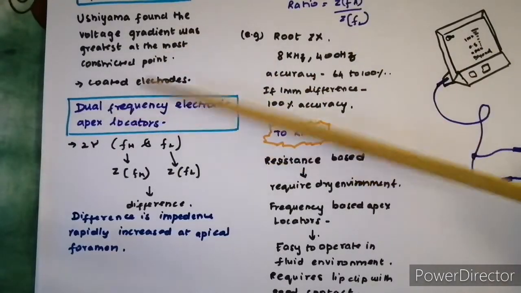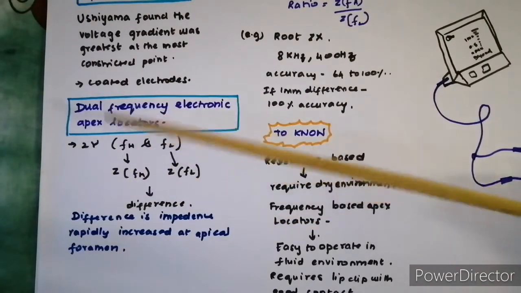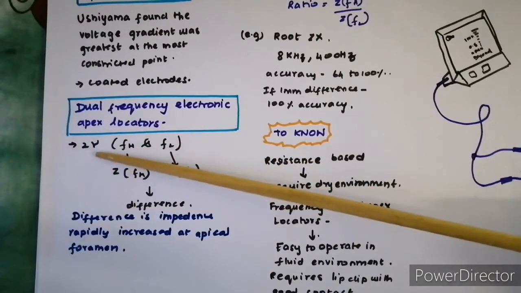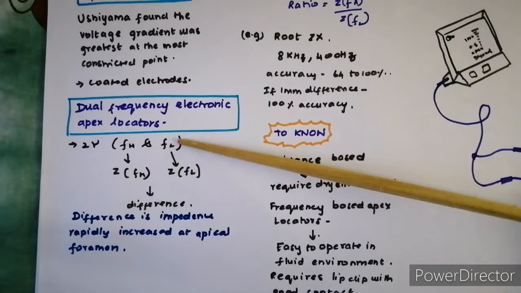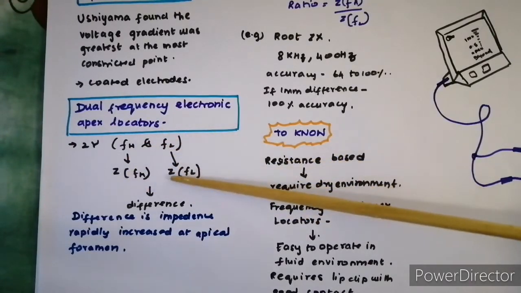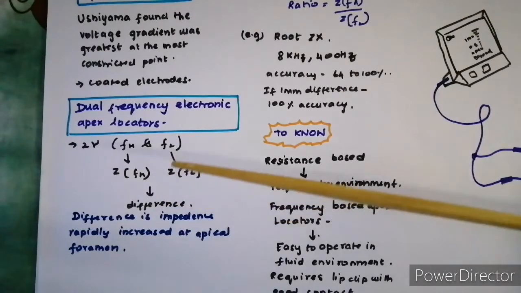Next is the dual frequency. Initially we discussed low frequency and high frequency. Now we are discussing dual frequency. Here two frequencies are used, one a high frequency and the other a low frequency. The impedance value for each frequency will be determined, and they will find the difference between these two impedances.